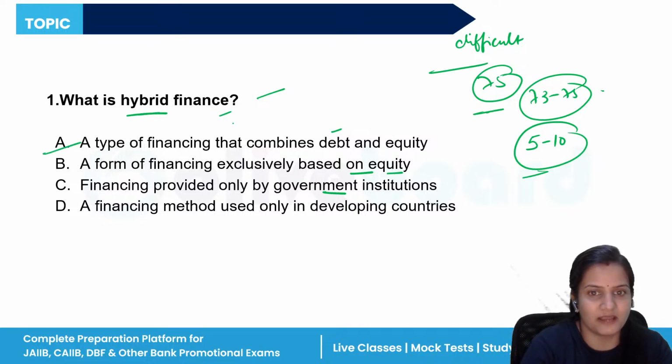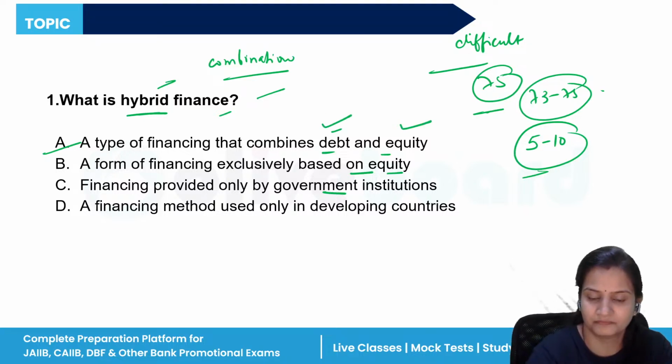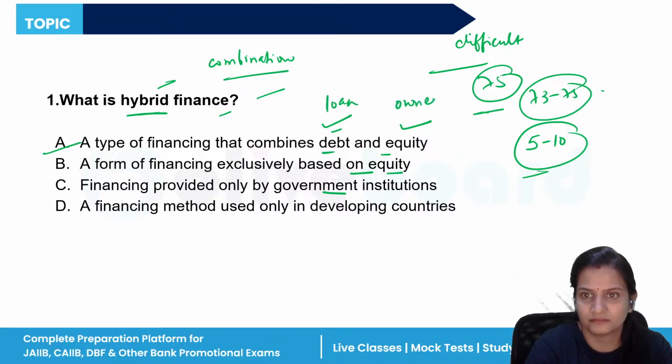Yes, correct. It is a type of debt and equity. Hybrid means what? The word means a combination of elements. And the combination of two elements are what? One is debt, one is equity. Clear? Debt is the loan, and equity is the owners.